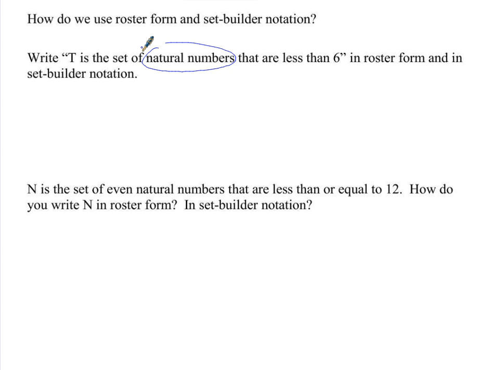They're the counting numbers. Remember, a long, long time ago, some guy came up with the first number. It was number 1. 1, 2, 3, 4, 5, 6. Those are the natural numbers, all right? But we want the natural numbers that are less than 6. Get rid of that quotation mark. The natural numbers that are less than 6, and we want to write that in roster form.